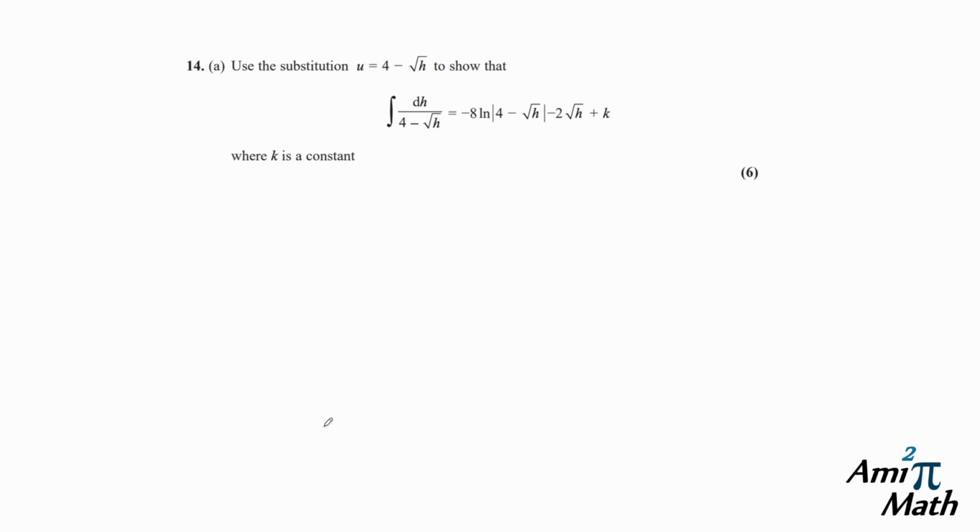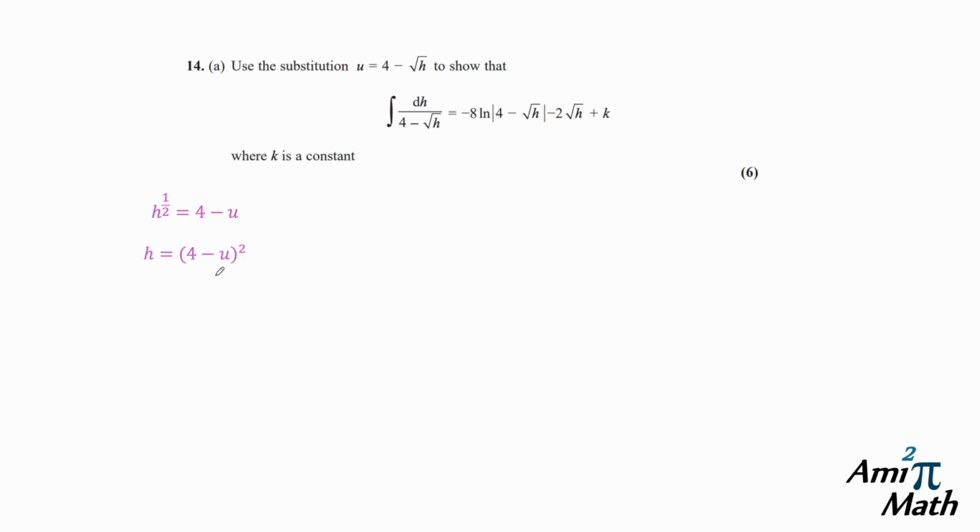Use the substitution u equals 4 minus root h to show that this whole thing is equal to this, where k is a constant. But what we're going to do first is rearrange this. So we get h to the power of half, because you can just rewrite root h as h to the half, equals 4 minus u. So just add root h and then subtract u on both sides. And then to get h on its own without the power, you can just square it.